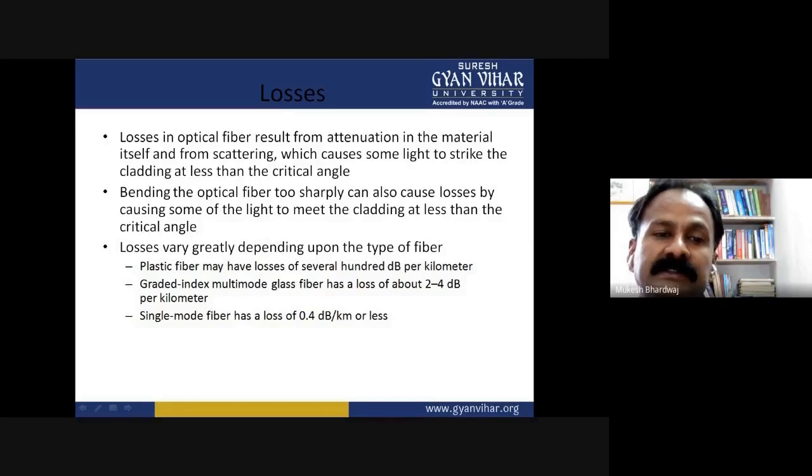Losses vary greatly depending upon the type of fiber. Plastic fiber may have losses of several hundred decibels per kilometer. Graded index fiber, multimode glass fiber, has a loss of about 2 to 4 dB per kilometer. Single mode fiber has a loss of 0.4 dB per kilometer or less.